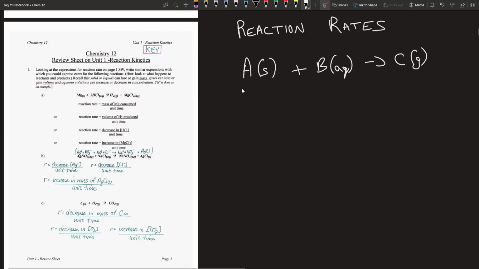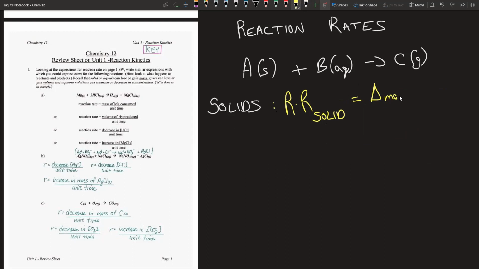We're going to first talk about having solids on the reactant side. What if your reactants are solids? If you ever see a solid on your reactant side, you can measure the reaction rate in this manner. Reaction rate for a solid will be measured as change in mass over change in time. Because you know solids have a mass, right?